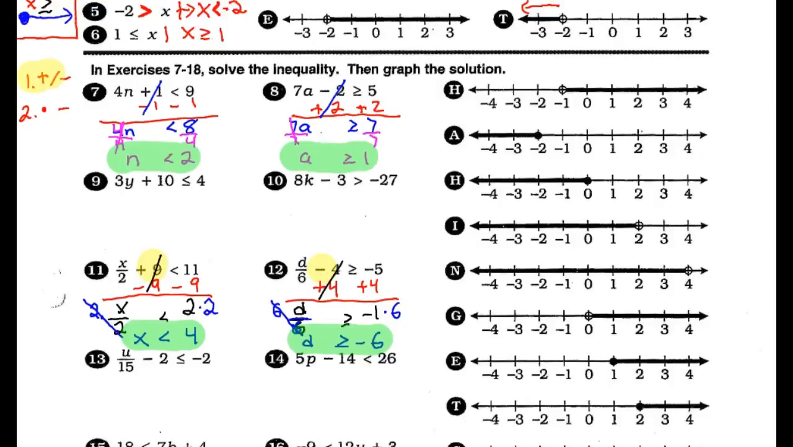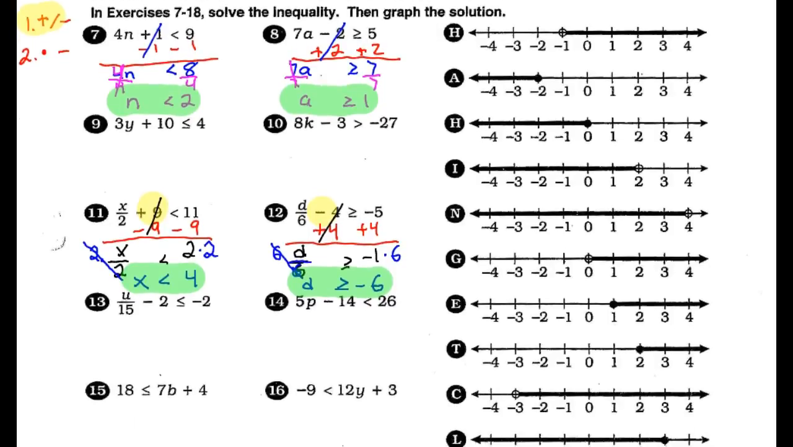So go ahead and finish that up, and when you're done, please show me and I'll check you off for the day. This is due at the end of this period. Okay, due at the end of this period, both sides. Show work.